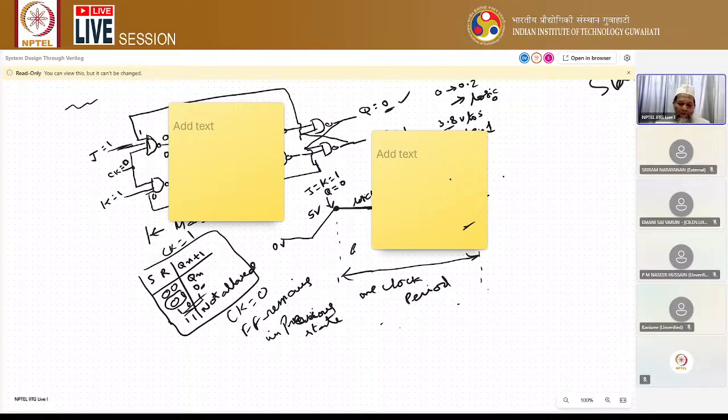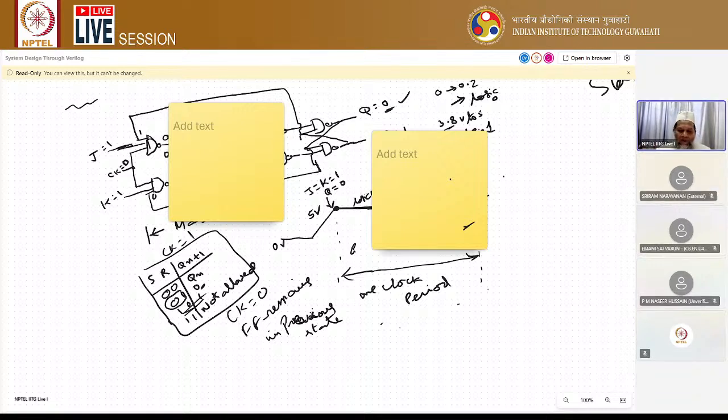So the intermediate output will change when the clock is equal to 1, and when clock is equal to 0, the intermediate output will be applied to the SR flip-flop and the final output will change.